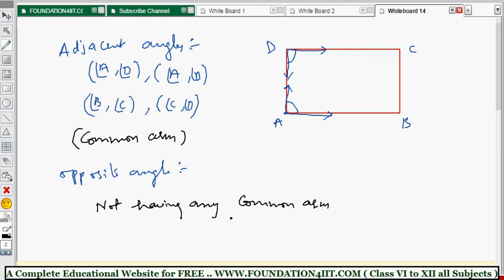So in this given quadrilateral, angle A and angle C are both opposite. This is not having any common arm. Angle A is DAB and angle C is DCB on this side. Similarly, the other opposite pair is angle D and angle B. And this is one pair, and angle B and angle D are also opposite angles because they don't have any common arms, right?